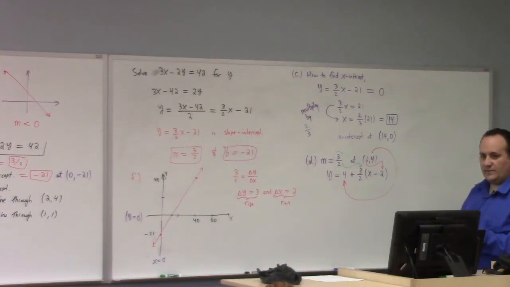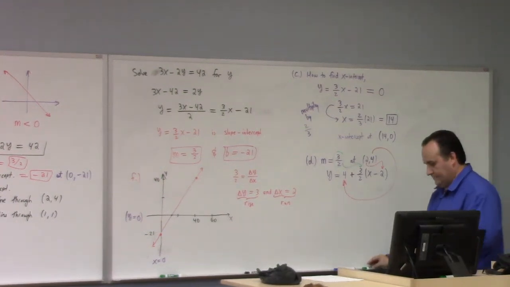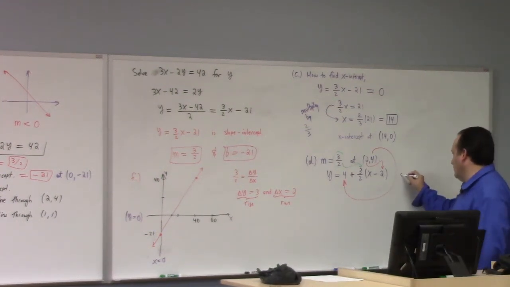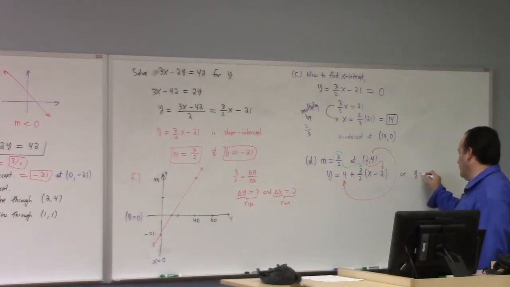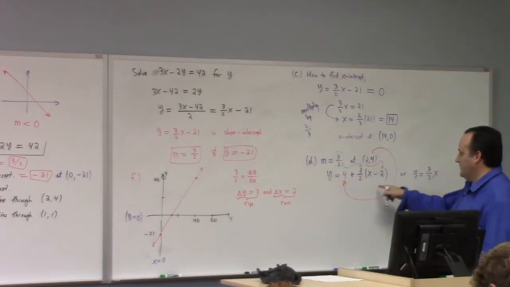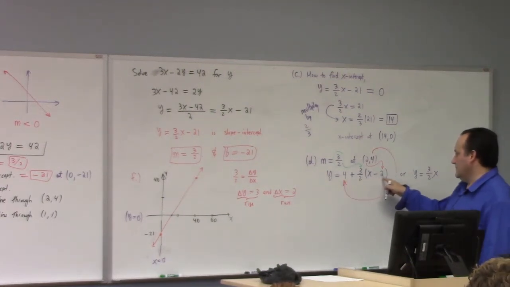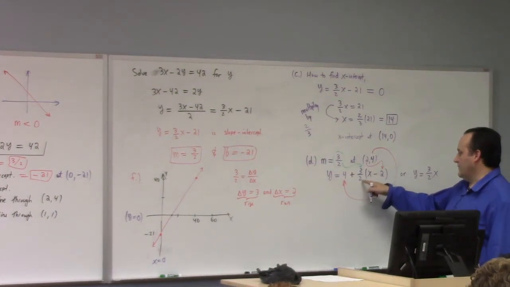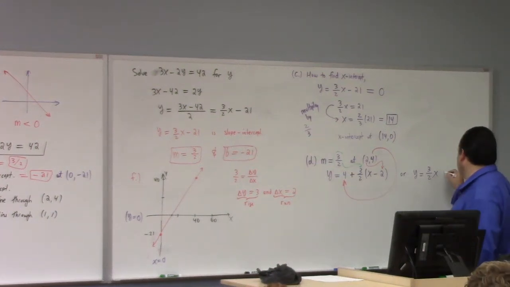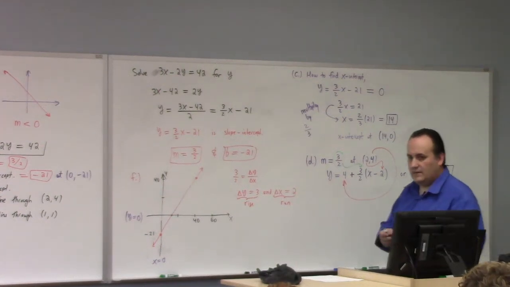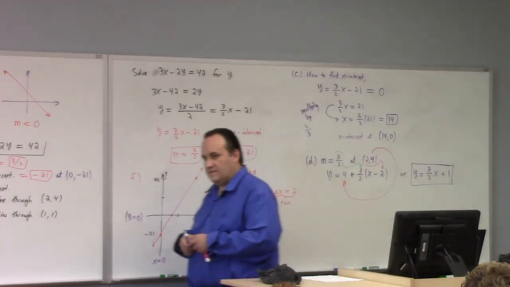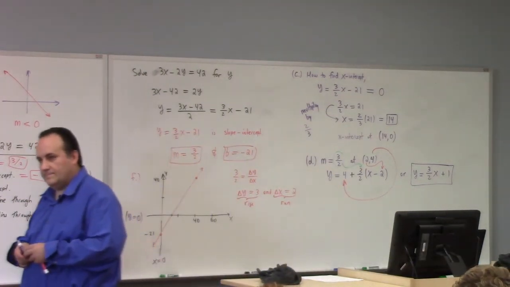That's the equation for the parallel line, right? Or if you want to write it, you could write y equals 3/2 x. What's the y-intercept for this line? If we have 4 minus 3, so plus 1. So there you go. There's the equation of the parallel line in the usual form that you guys like, mx plus b.